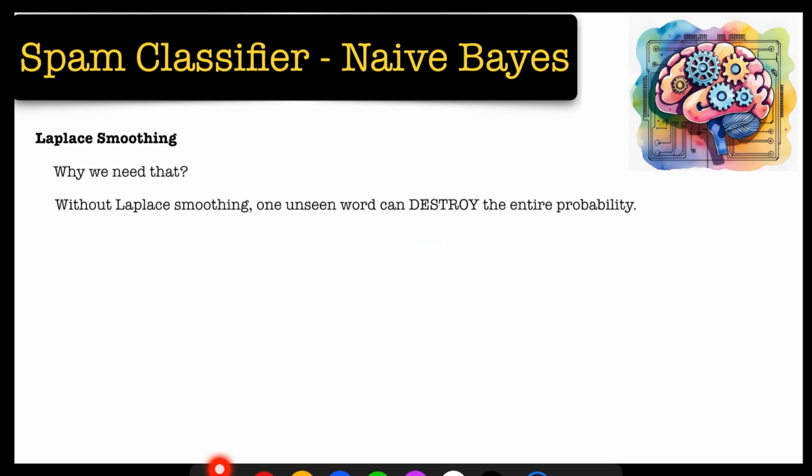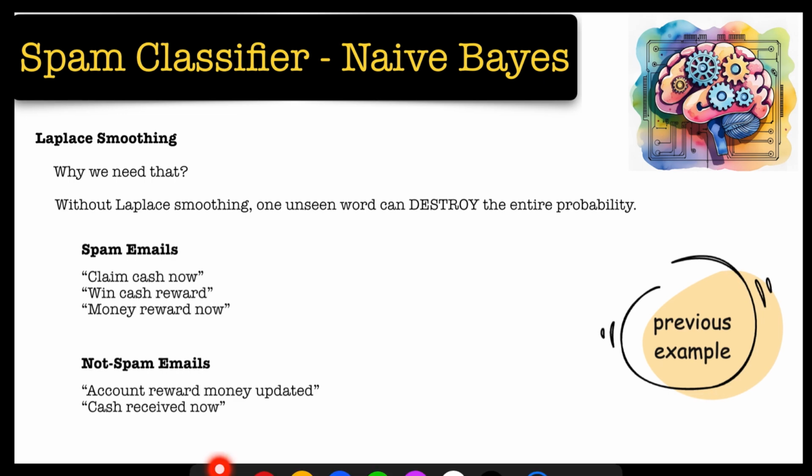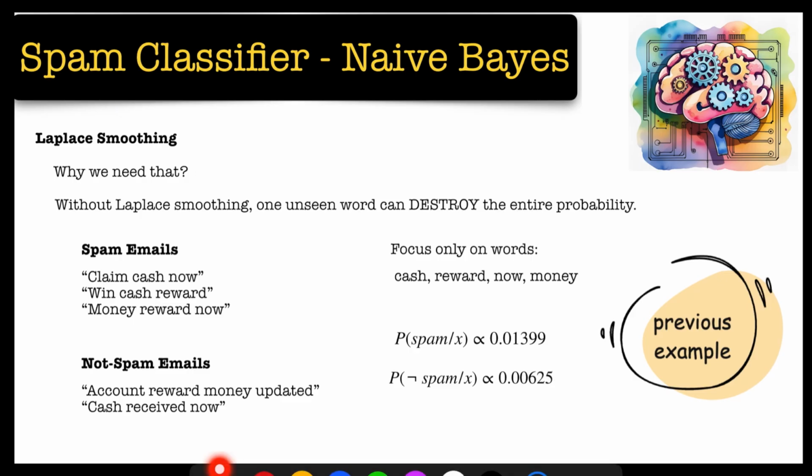Next, Laplace smoothing. Why we need that? This is very important point here, Laplace smoothing. Without Laplace smoothing, one unseen word can destroy the entire probability. So let's understand that with an example. So the previous example we had was these 3 spam emails and 2 not spam emails. We had this 4 focus words. Now we got this spam probability of spam given x and probability of not spam given x, and from that we decided the class.